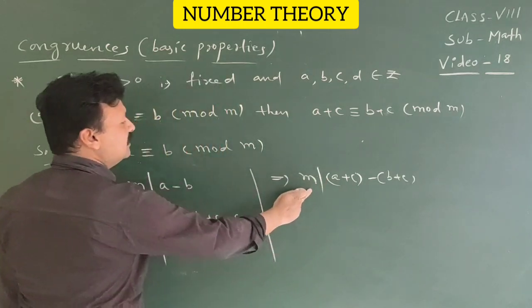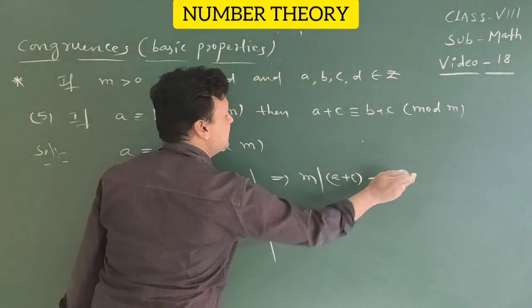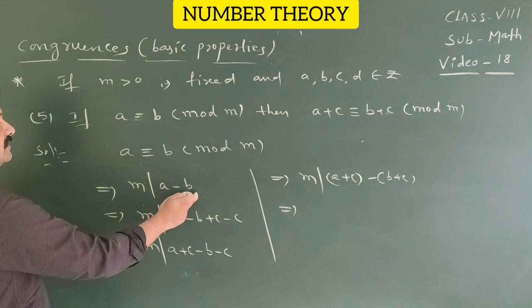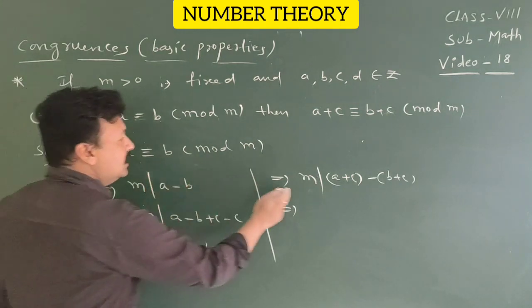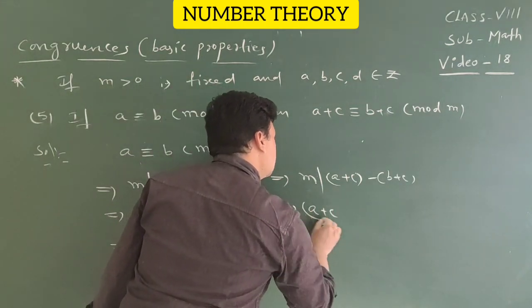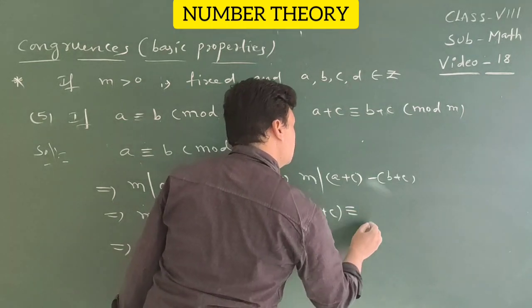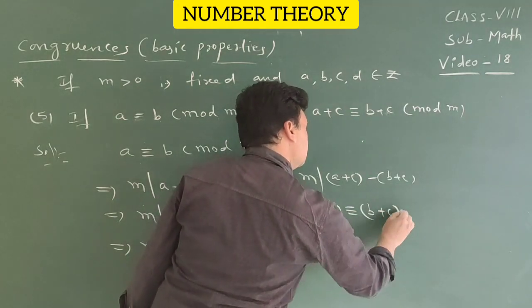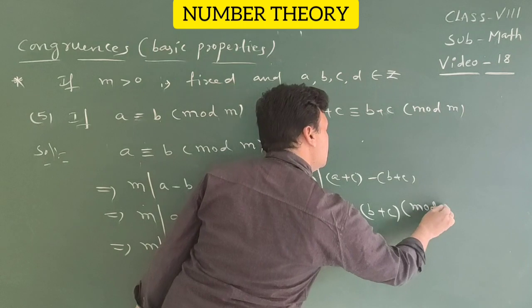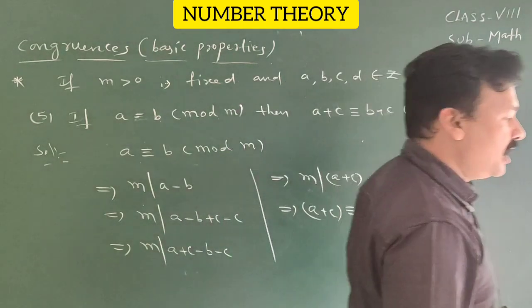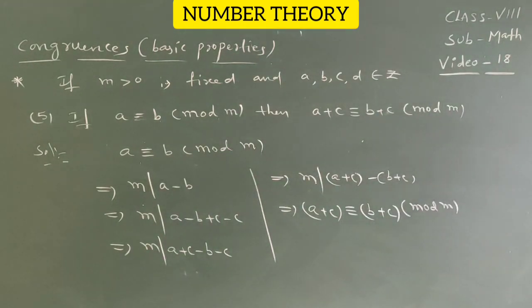So here M divides A plus C minus B plus C. When M divides A minus B, we can write it as A is congruent to B. Here A plus C is congruent to B plus C to the mod M.